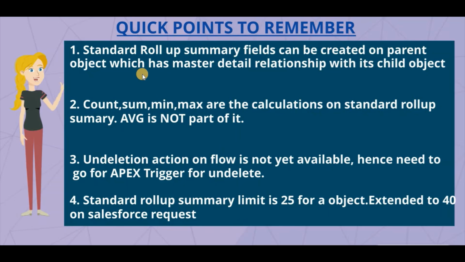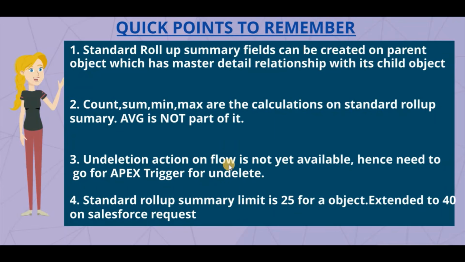Quick points to remember. Standard rollup summary fields can be created on a parent object which has a master-detail relationship with its child object. This cannot be done with lookup relationships. The second point is that count, sum, min, and max are the calculations that we can do on standard rollup summary fields. Average is not part of it. If we want to have the average, then we need to do custom logic.